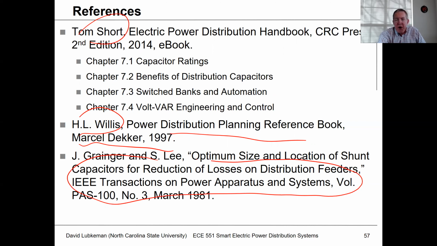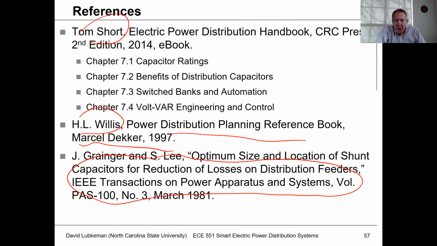So if you go to the library resources and choose something like IEEE Xplore, which enables you to go through the IEEE database of papers, then you could find this paper and download it. It has the proof behind this half kVAR rule.